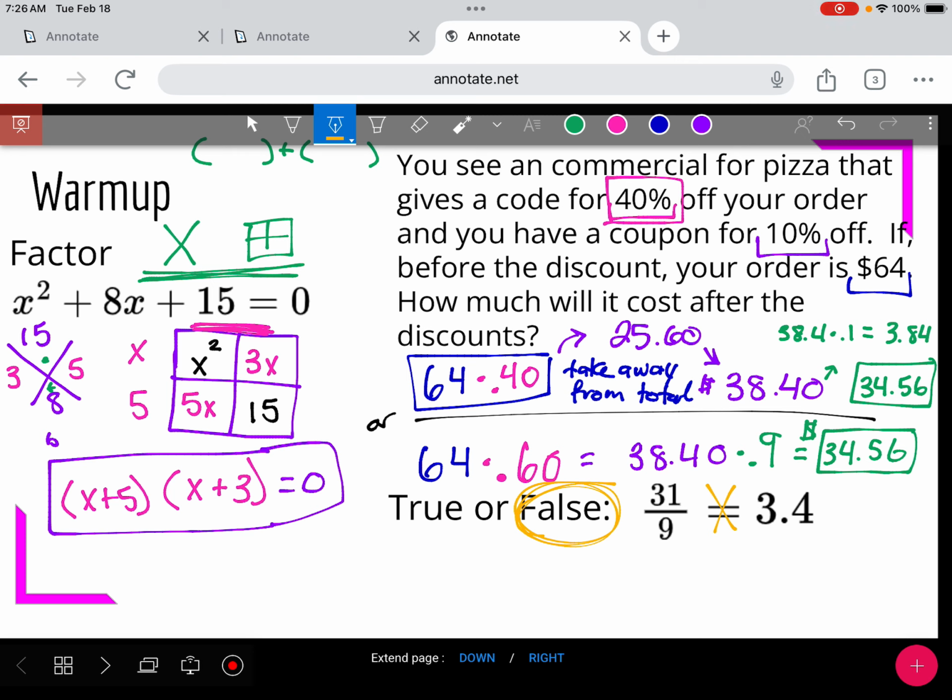You can write things as decimals if you write them exactly as decimals. Do not just round randomly. This is not willy-nilly round for everybody. 31/9 is not the exact same thing as 3.4. Right? Okay. Questions on the bell work?